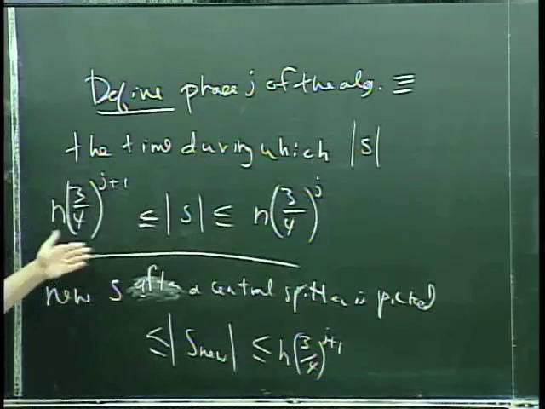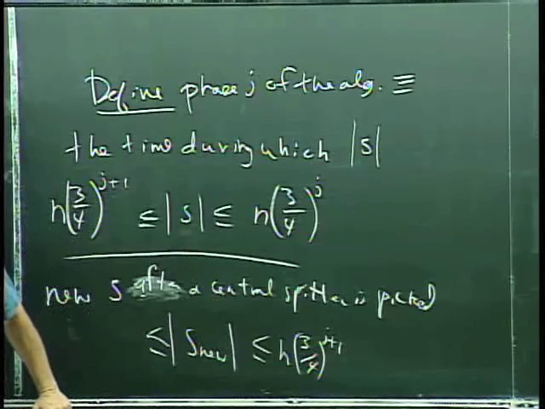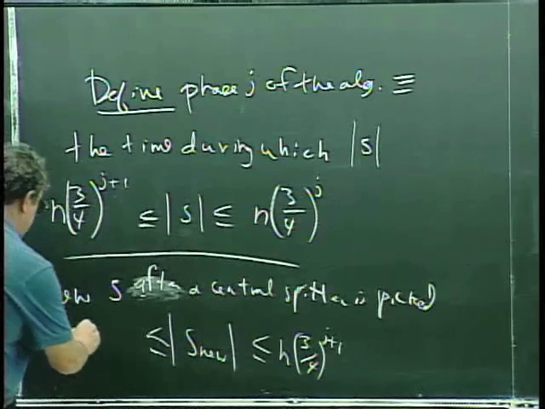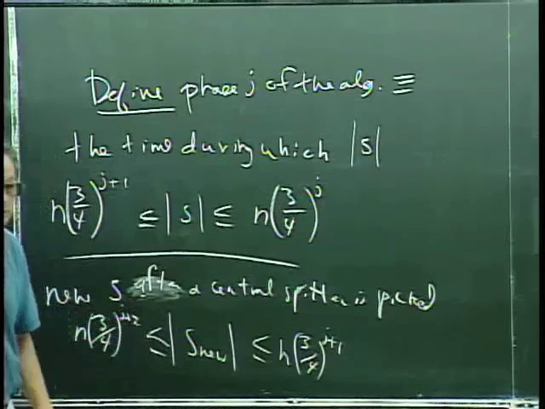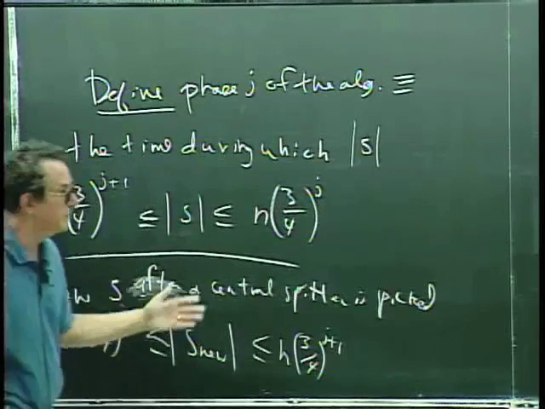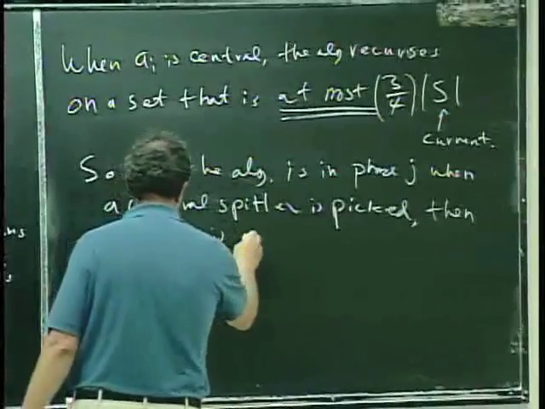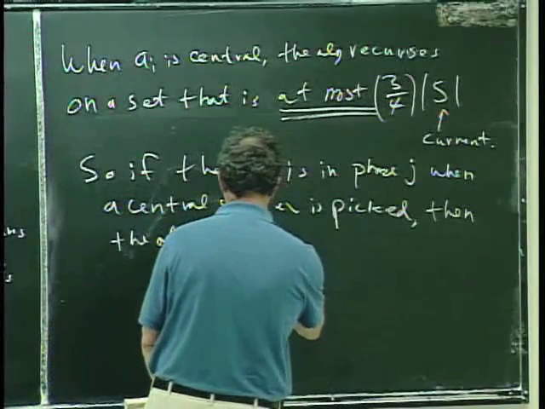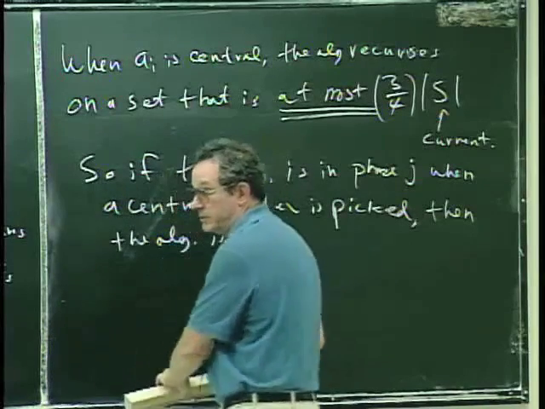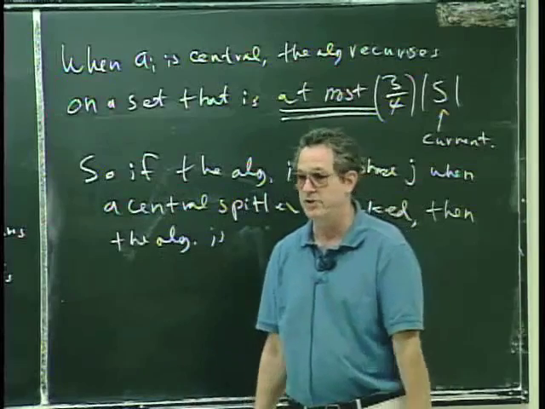We knew before that it was at least this big, and now it's 3/4 or less even of what it used to be. So all we can say about what it is, is n to the 3/4 to the j plus 2. Okay? So after you pick a central splitter, if you're in phase j and you pick a central splitter, then the algorithm is in, well, I was going to put up the algorithm is in phase j plus 1, but it really depends on how much smaller it got. But it's certainly not in phase j anymore. Okay?